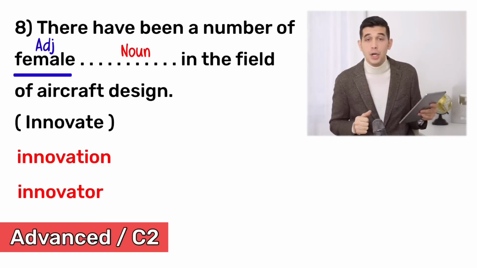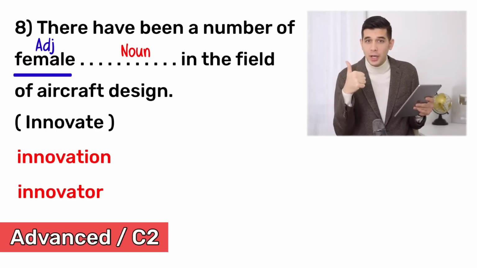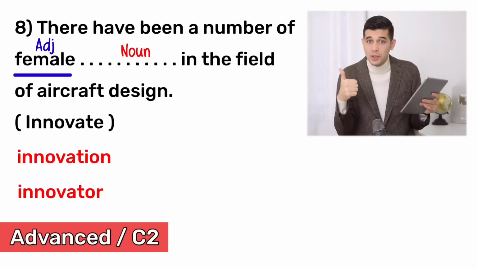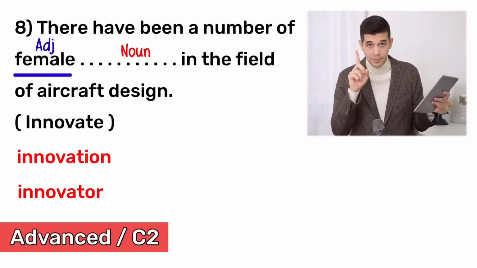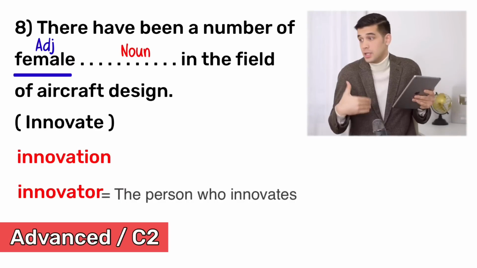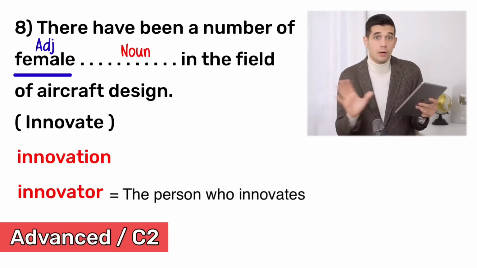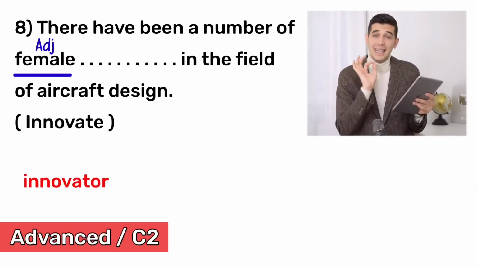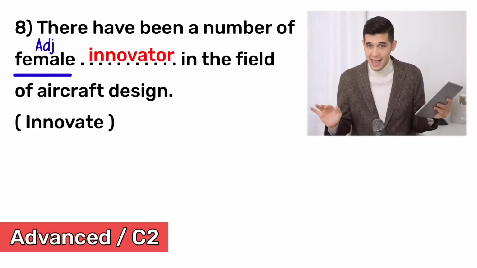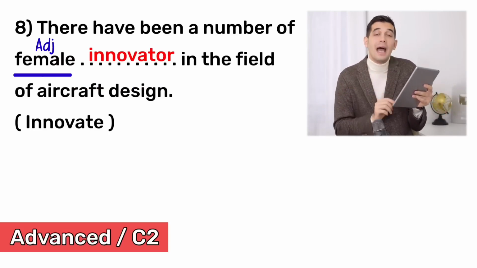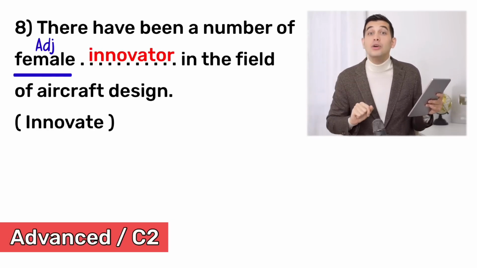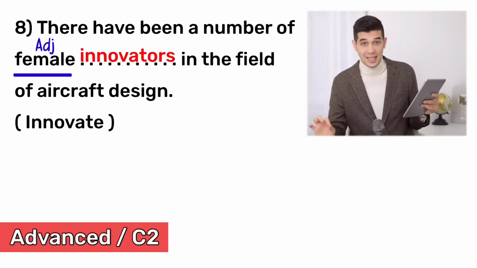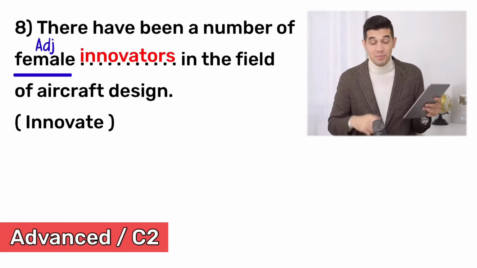But which one do we need here? Well, innovation is not gender specific. Innovation does not have male or female. But innovator, which means the person who innovates, can be male or female. Therefore, we need innovator. But that's not the answer. Why? Because we have a number of female. So we need a plural noun, innovators. That is the correct answer. Let's move on to question 9.